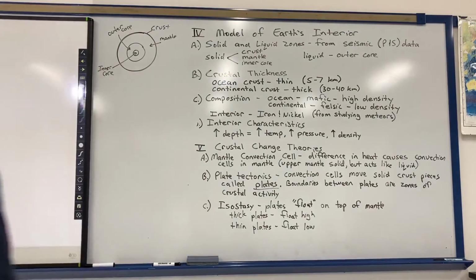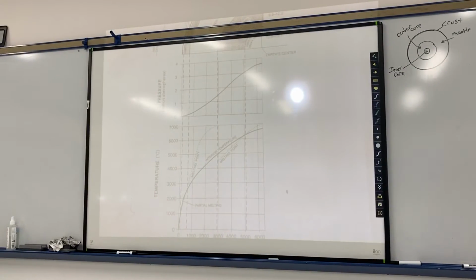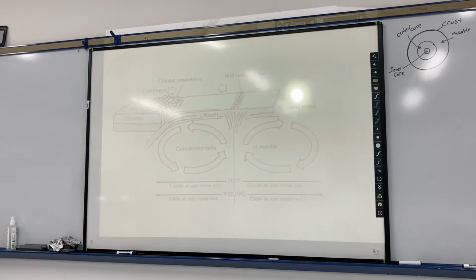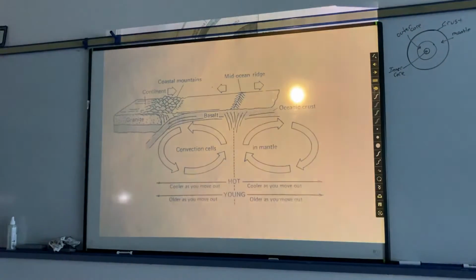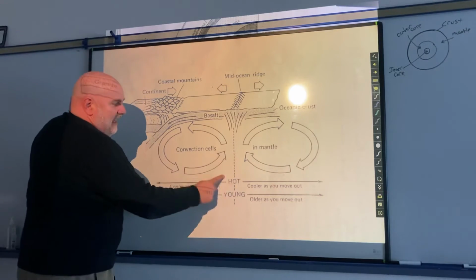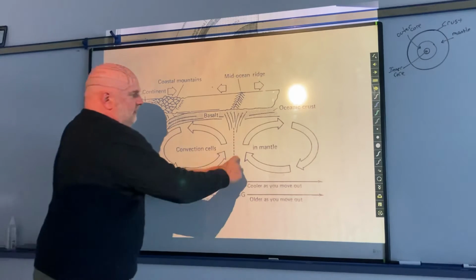All right. So on the back of your note sheet is a diagram that looks like this here. All right, so here's the mantle right here. Here's the hot spot in the mantle where it's rising. Cooler as you move this way, so where it's cooler, it's sinking. So here's the convection cells.